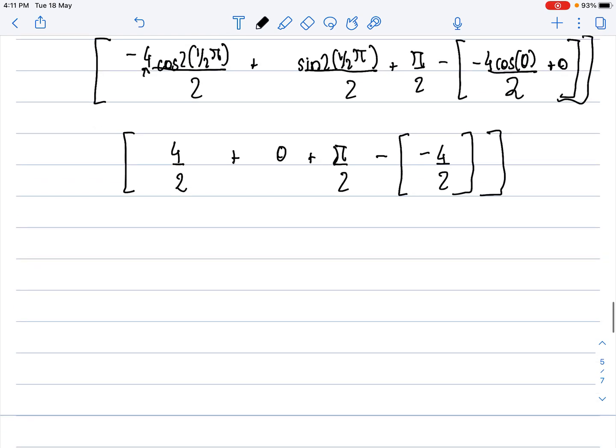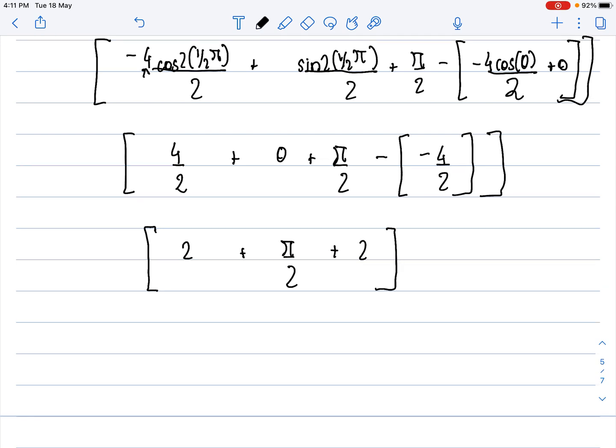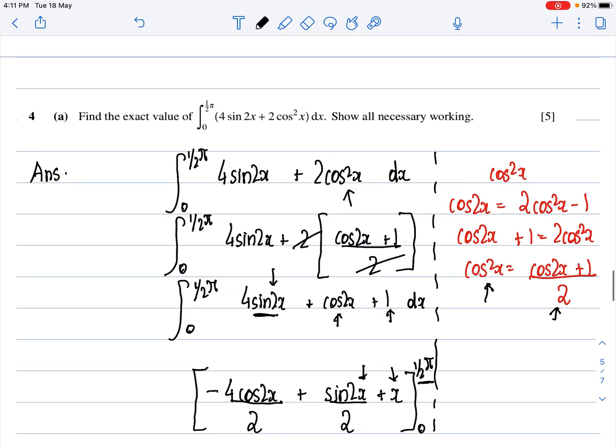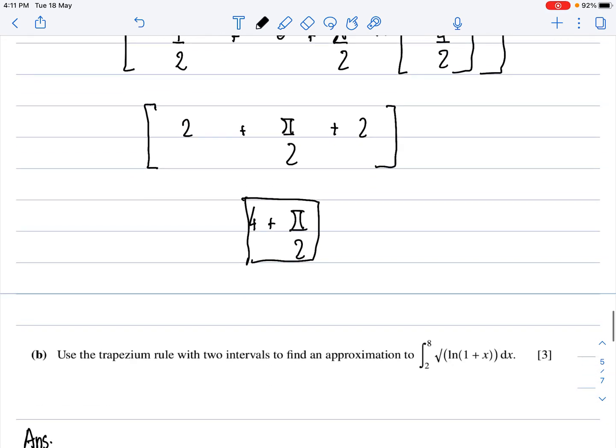Got it? Now 4 by 2 is simply 2, plus pi by 2, plus 4 by 2 is simply 2. So I can write this as 4 plus pi by 2, which is the final answer of my question. I have given the exact value, which is 4 plus pi by 2.